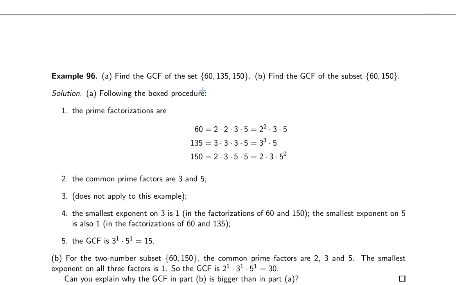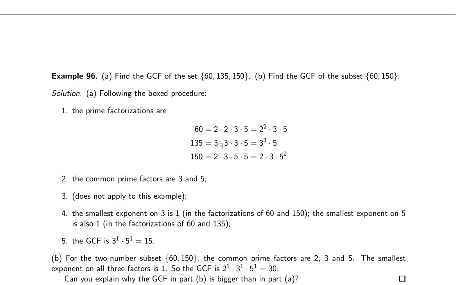Here the question is: find the greatest common factor of 3 numbers. Okay, so what's the biggest common factor, the biggest factor common to all 3? If you look at the prime factorization of 60, it's 2 times 2 times 3 times 5. The second number, 135, breaks up like this. And 150, we saw that one already. It looks like this.